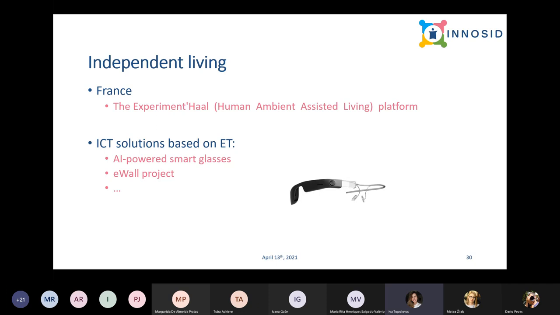I don't know if you already, I think you haven't. Maybe you've read it in the report. There are several emerging technologies. Maybe Matea has mentioned them. I don't remember. Anyway, the eWall project is an example of using the 5G networks, as it requires large bandwidth. Another example of using an emerging technology are AI-powered smart glasses, presented on the image on the slide.